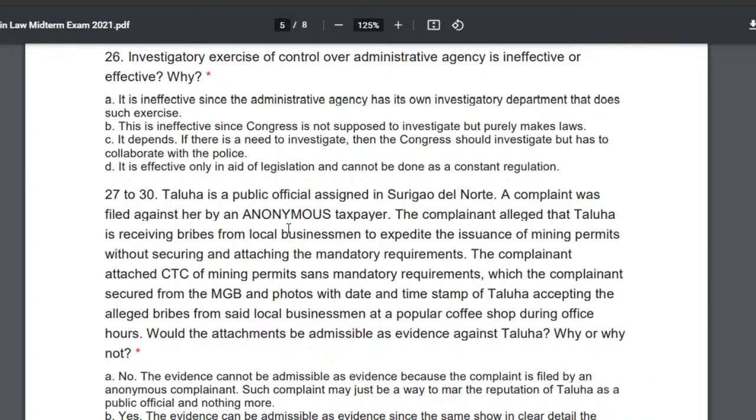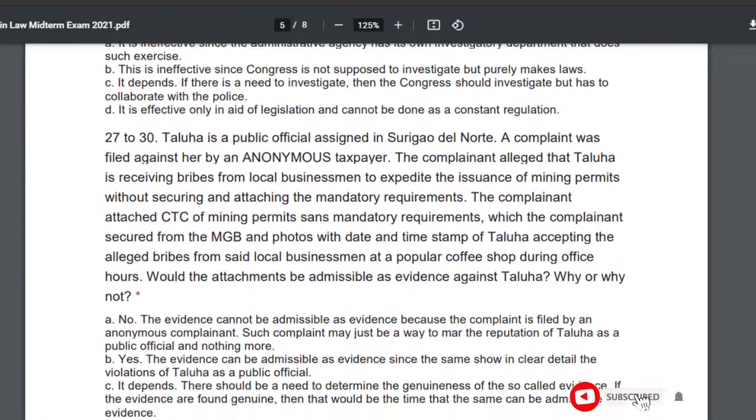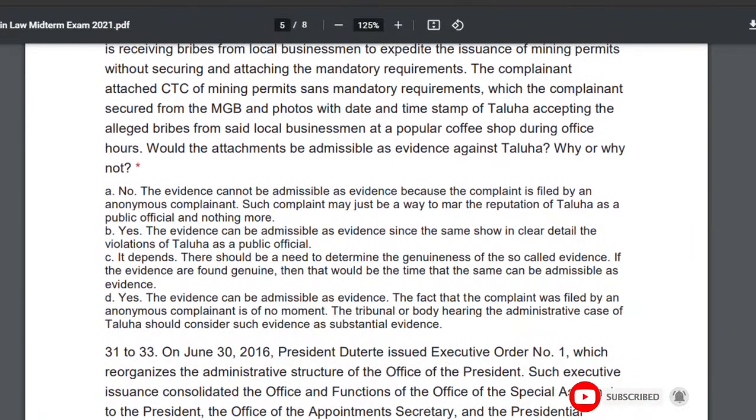Would the attachments be admissible as evidence against Taluha? Why or why not? A, no. The evidence cannot be admissible as evidence because the complaint is filed by an anonymous complainant. Such complaint may just be a way to mar the reputation of Taluha as a public official, nothing more.